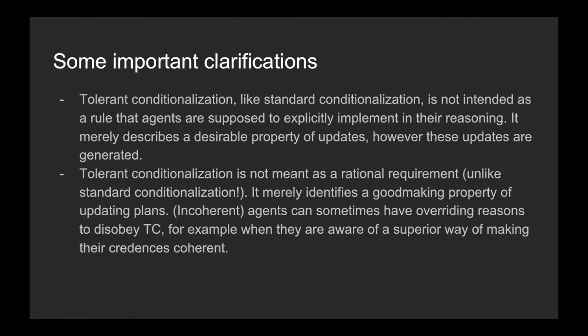It's just supposed to say, if this person has these starting credences and they get this information, this is what they should end up with. This is the best update they could make, regardless of, psychologically speaking, how they get there. So we're saying the same thing. Tolerant conditionalization says this is the best update this person could arrive at, however they might get there.